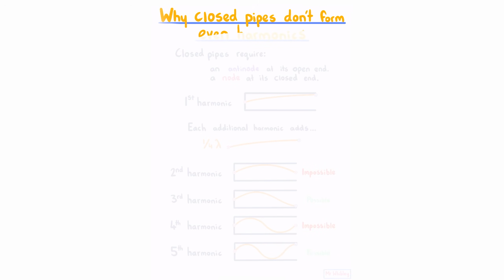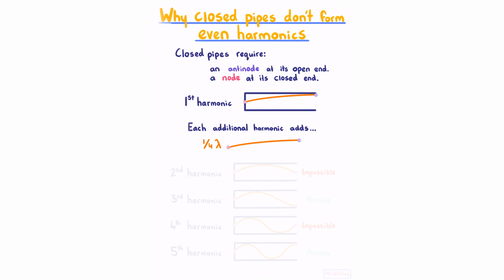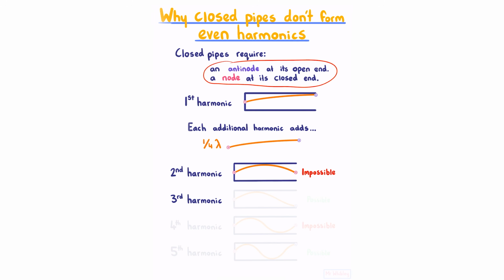Why closed pipes don't form even harmonics. Recall that closed pipes require an antinode at the open end and a node at the closed end. And so the first harmonic starts with a node and then progresses to an antinode. Each additional harmonic adds on another one of these quarters. And so the second harmonic would start with our first harmonic and then add on another one of these quarter wavelengths, which would result in a node at both ends, breaking our initial condition, and therefore the second harmonic is impossible. For the third harmonic, that adds on another one of our quarter wavelengths.